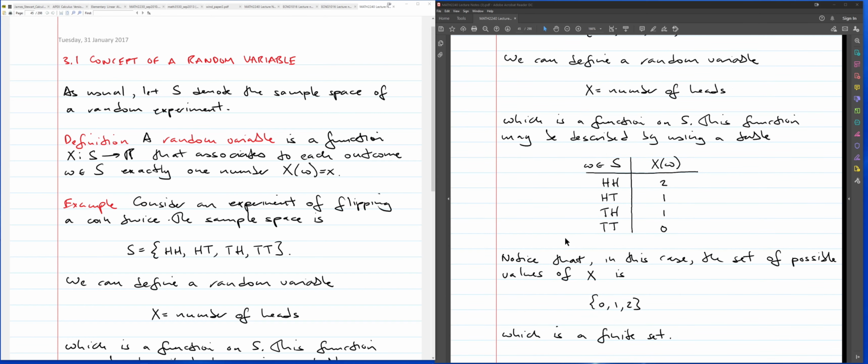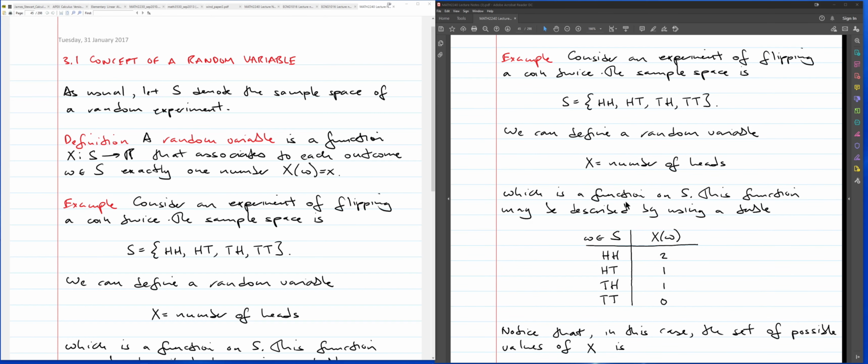A random variable is in fact a function. It's a function on your sample space. And the particular function on this sample space over here: these are the elements of your sample space in this table, and omega over here is just referring to an outcome. So for example, here omega is 2 heads. And X of omega means that you are evaluating the function for the outcome omega.